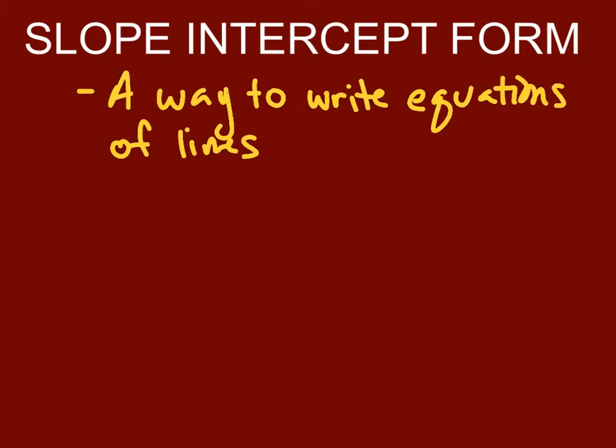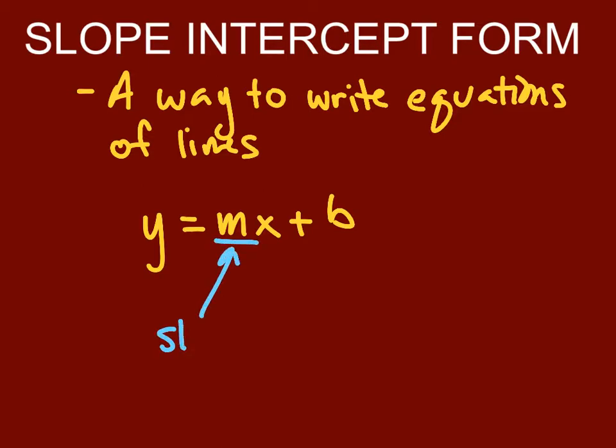Hi there. In this video, we're going to talk about slope-intercept form. Now, this is a way to write equations of lines. All right, and we write these in the form of y equals mx plus b. And what these numbers signify is that the m is my slope and that b is my y-intercept.